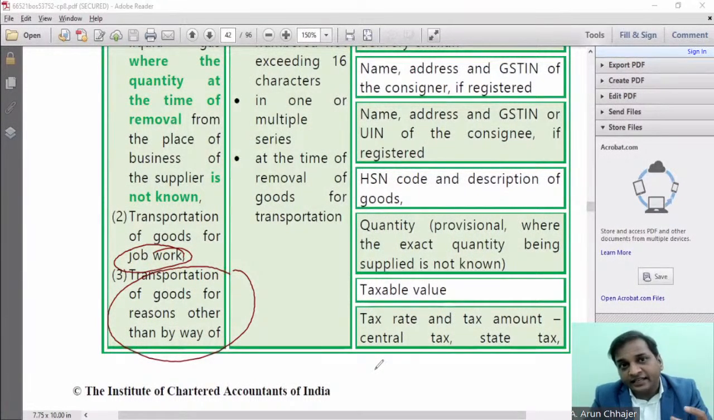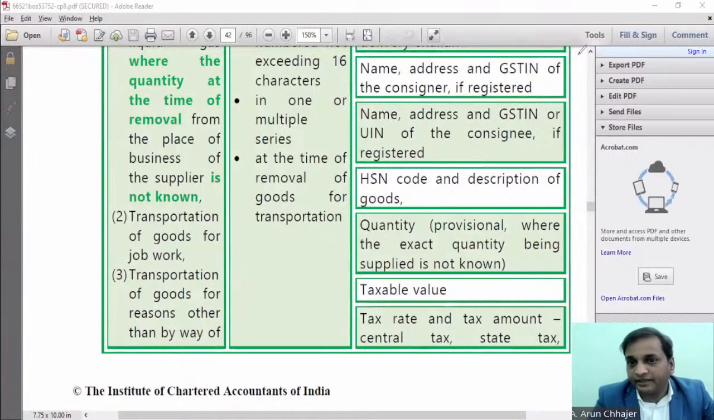So they are saying in these cases you will prepare the delivery challan: for liquid gas where the quantity is not known at the time of removal; second, transporting the goods for the job worker; third, transportation of the goods other than by way of supply. Because if it is a supply, then you have to prepare the tax invoice. If it is not a supply, but you are moving the goods.